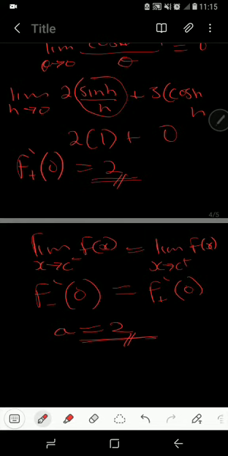So this is how you can find the values of a and b when you are given this kind of equation.